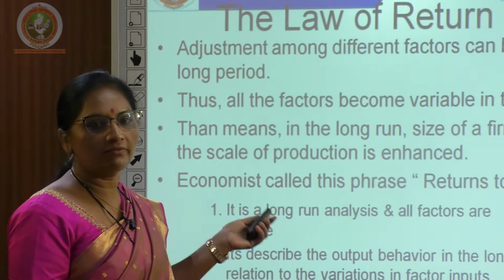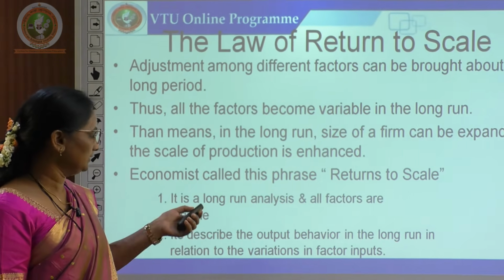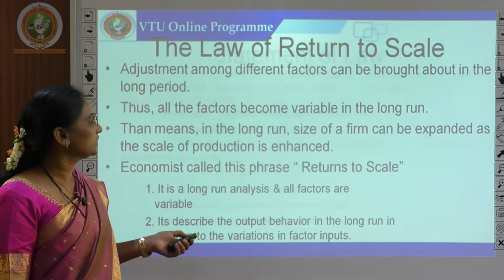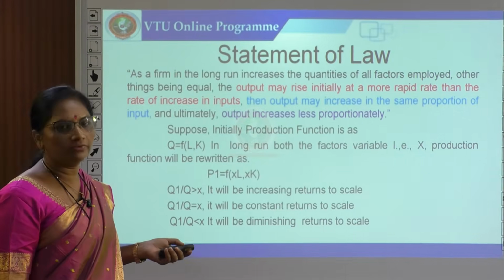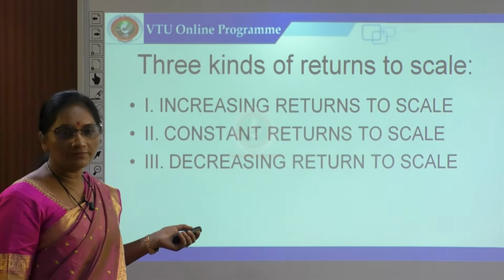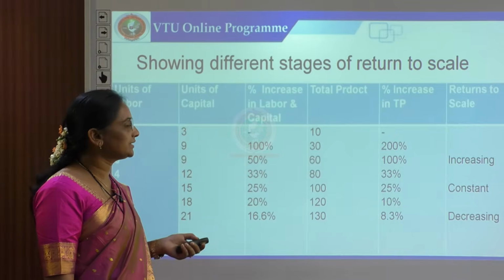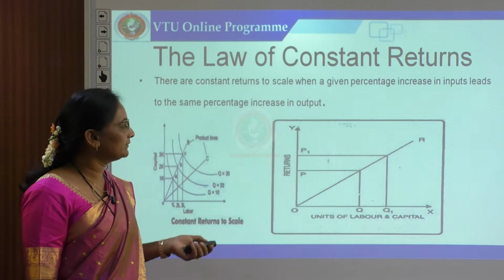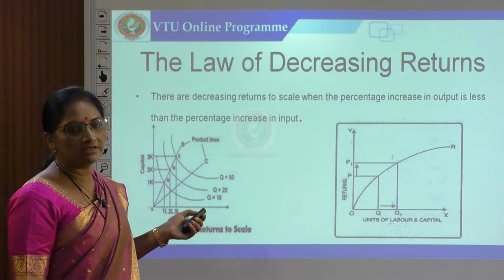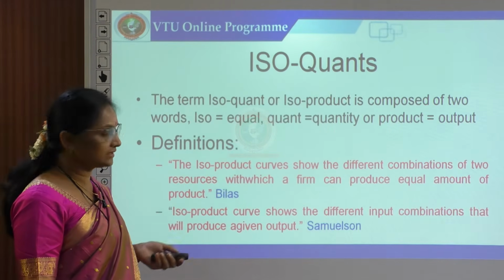Okay, last class we understood the law of returns to scale: what the law of returns to scale is, and the statement of the law. We understood the three types of returns to scale with the help of a schedule and with the help of graphs. All three levels of returns we have seen in the last class.